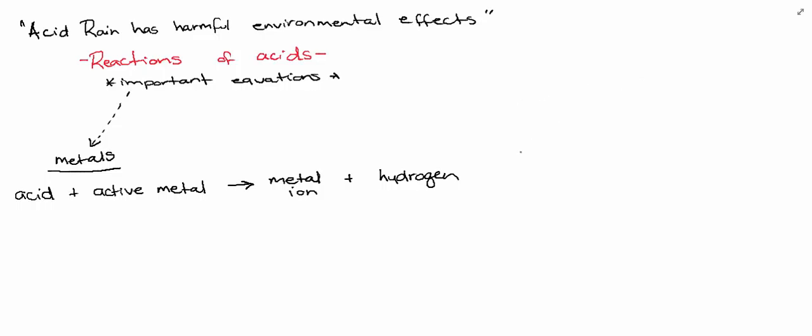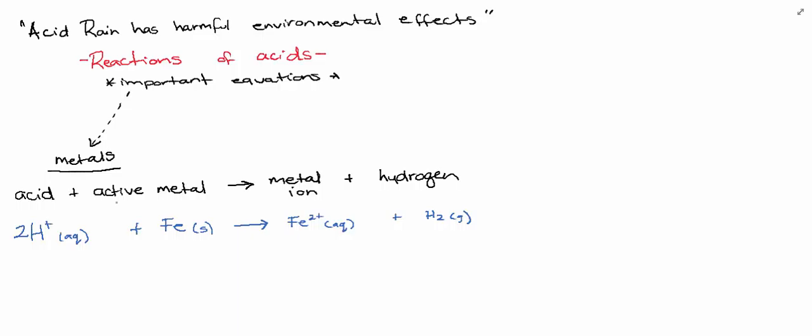An example of this is when acid rain comes into structures made out of metal, for example, bridges or towers. So they might be made out of things such as steel, which contain iron. So we'll have a look at what happens when iron comes into contact with an acid.